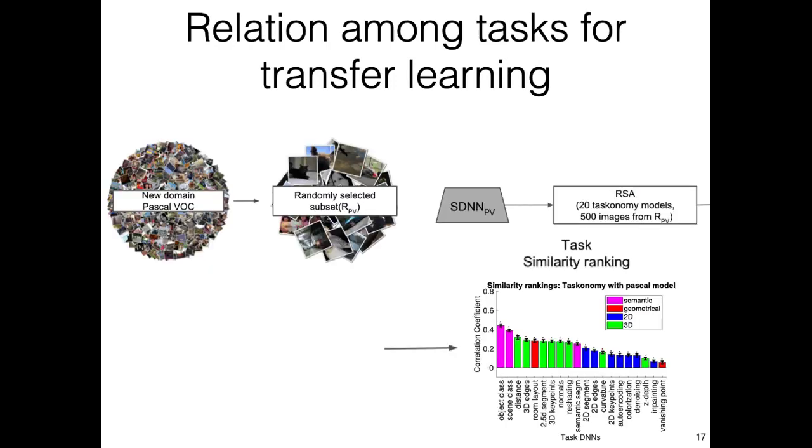So here we can see how we do that. We build a small model for the new domain. In this case, we use Pascal VOC semantic segmentation. And then we build this model with a training set. We get a subset of the validation set or the task set. And we compare to all the taxonomy models, the big ones, to have the ranking.